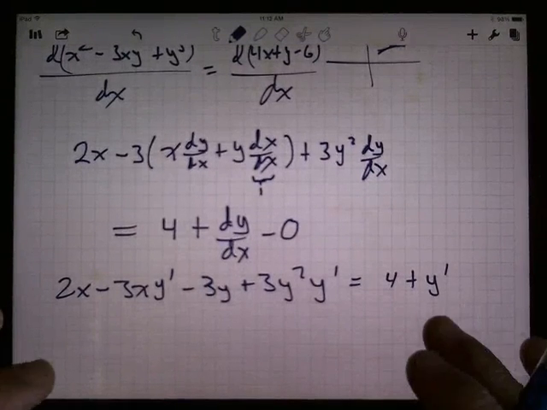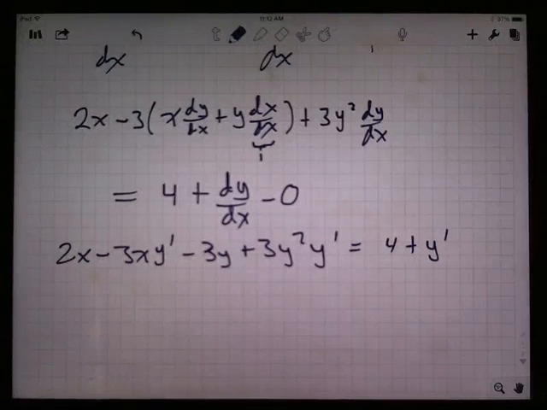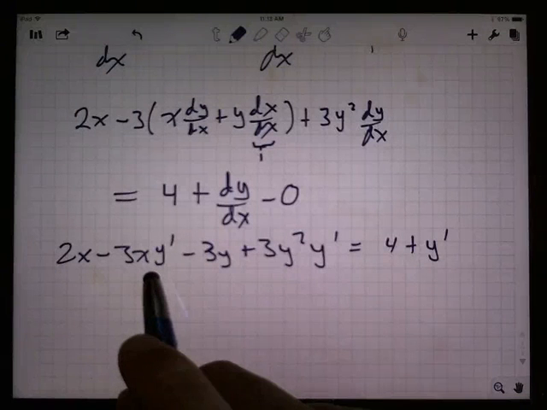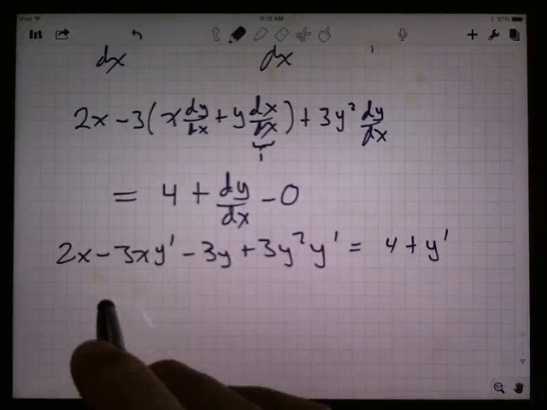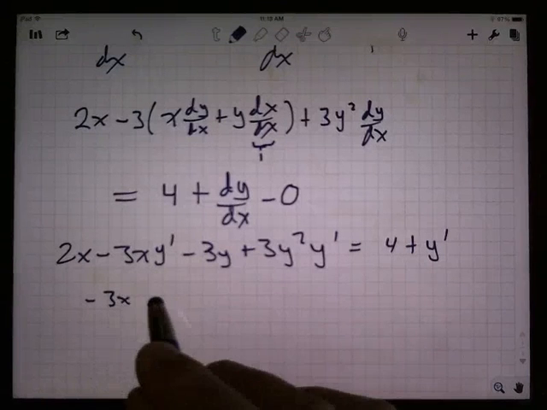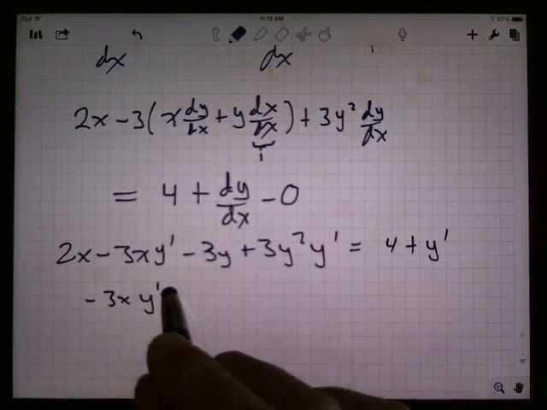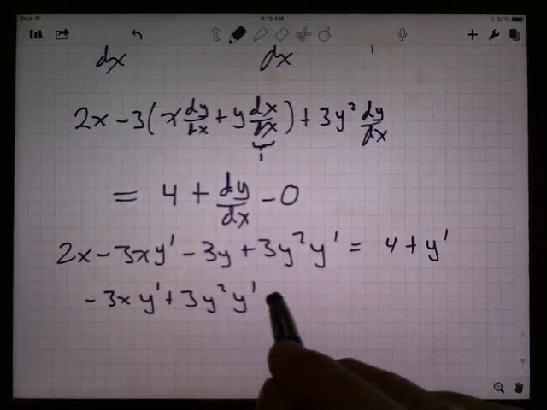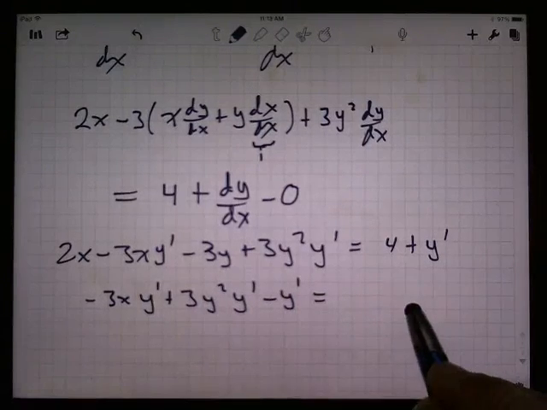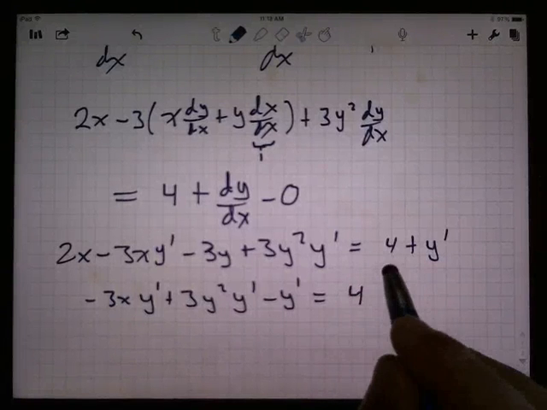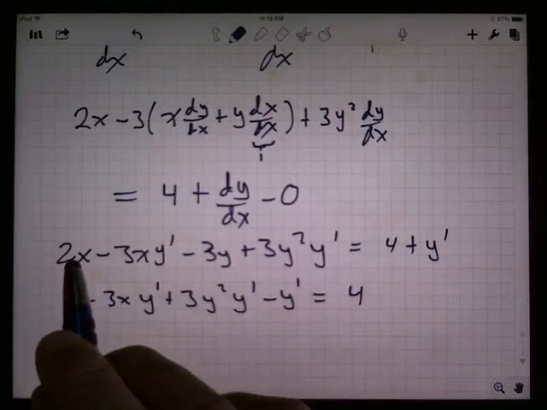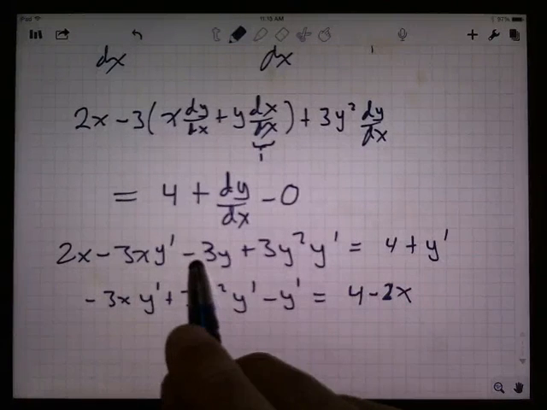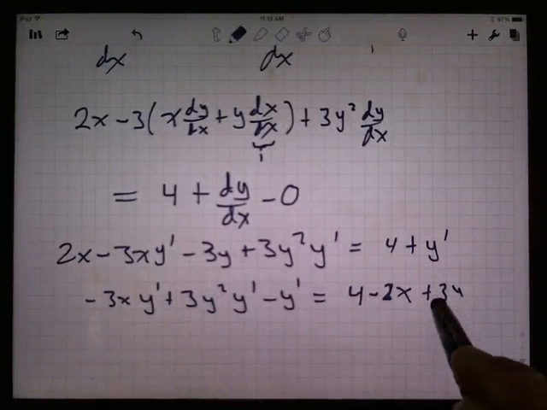And so the way I'm going to solve now is I'm going to get all the y primes on one side and all the stuff that doesn't have y prime in it on the other side. So here we go. I've got a negative 3x times y prime. I've got a plus 3y squared times y prime. And if I subtract this one over, I've got a minus y prime. Now the 4 is already over on this side of the equation. I'm going to bring this 2x over there as a negative 2x, and I'm going to bring this negative 3y over as a plus 3y.